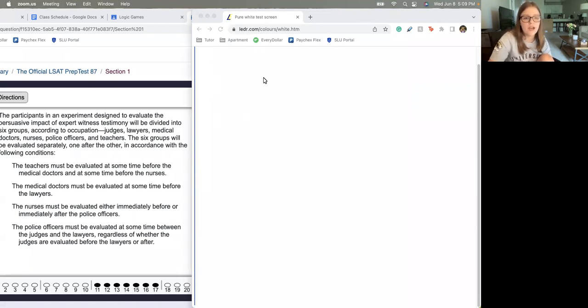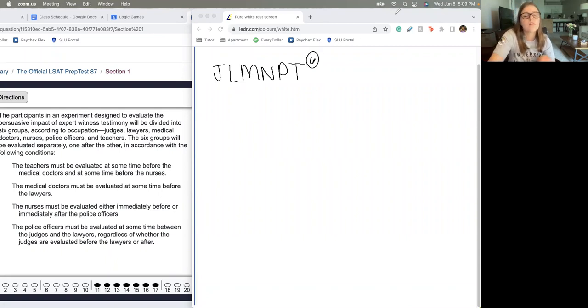Okay, so we have participants in an experiment designed to evaluate the persuasive impact of expert witness testimony. Will be divided into 6 groups according to occupation. So we have judges, we have lawyers, medical doctors, nurses, police officers, and teachers. The 6 groups will be evaluated separately, one after the other, and then we have our rules.